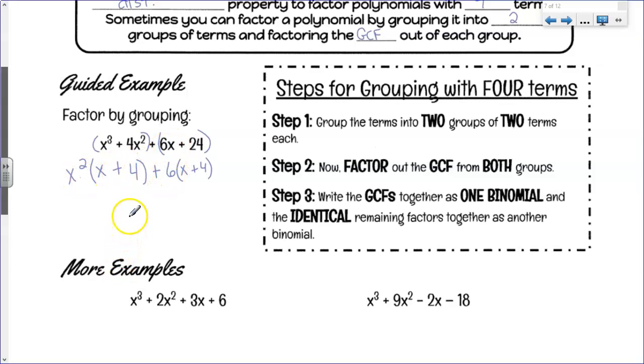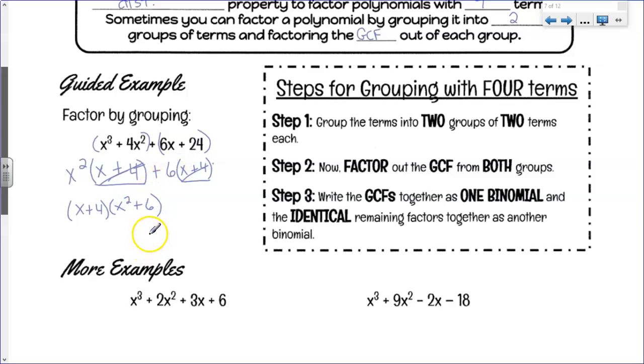Then you're going to look at this and see something that looks the same. This one has an x plus 4, and this one has an x plus 4. So they both have a GCF now, x plus 4. We're going to write that down, and then take our pencil and mark it out. Then we write the leftovers. So x squared is left, and 6.